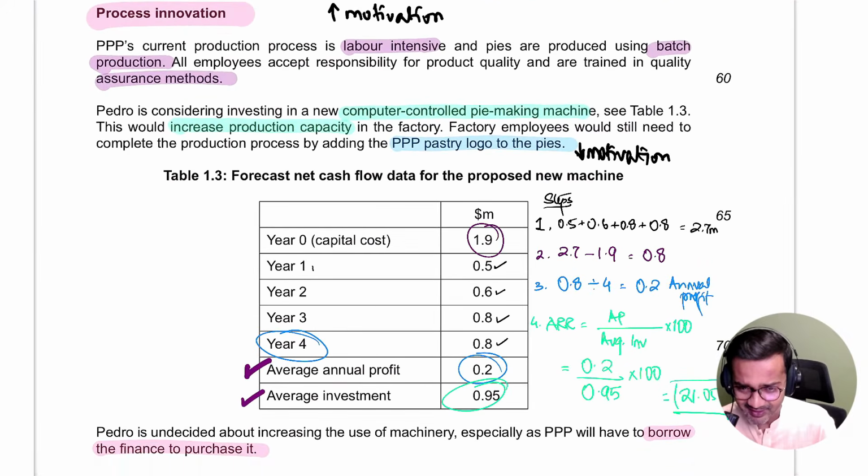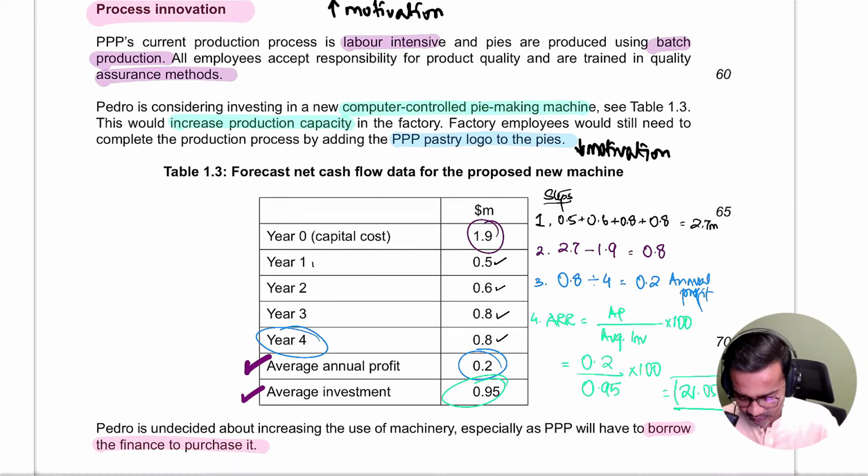And when I say qualitative, qualitative is all of these points that we had highlighted when we were reading it earlier. They were earlier labor intensive and batch production using quality assurance. Now they're getting computer controlled machines, so they're going to flow production. So I'll talk about that, which means they will become more efficient. They'll be able to make more pies. They're increasing their capacity, which means they can service the growing need in the market, which traditionally has been high.